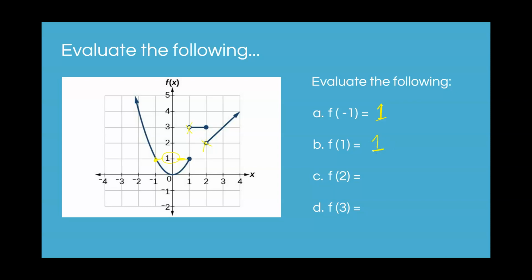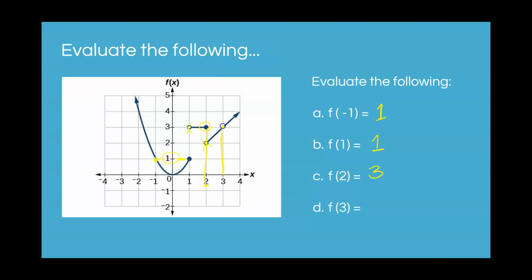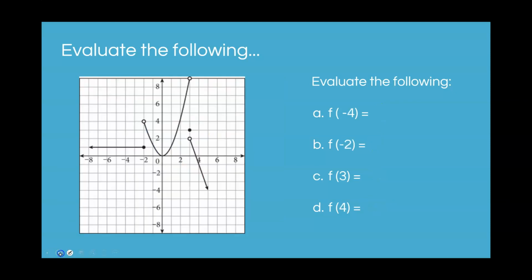Okay, C says f of 2, it is saying when x is 2, what is y? So when x is 2, y is not that, it is 3. All right, D says f of 3 is saying when x is 3, what is y? Well, I hit my graph right here, and that is also 3. Okay? All right, let's do another one.